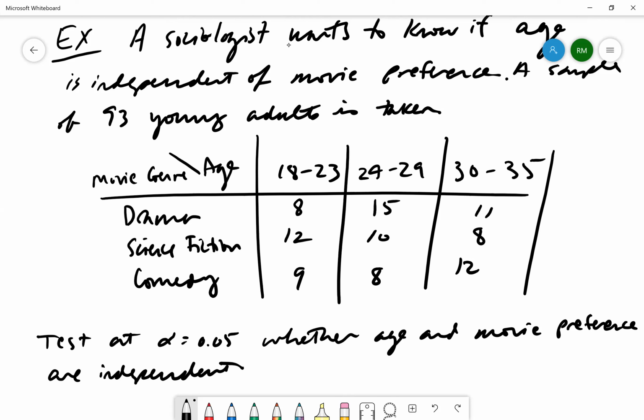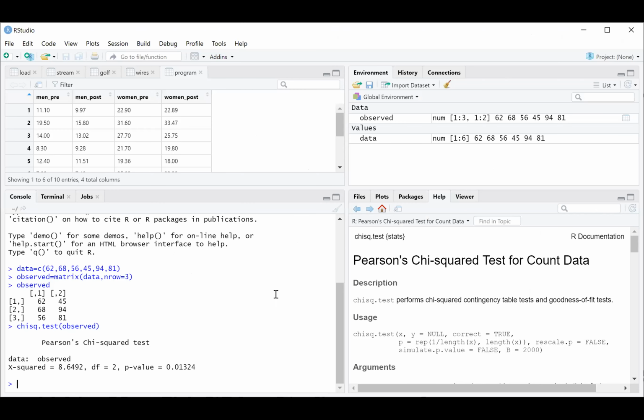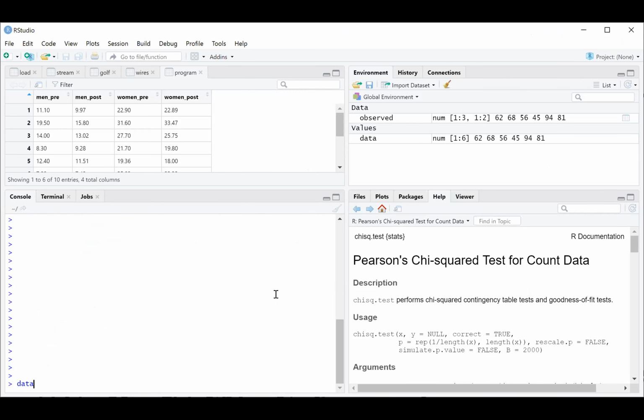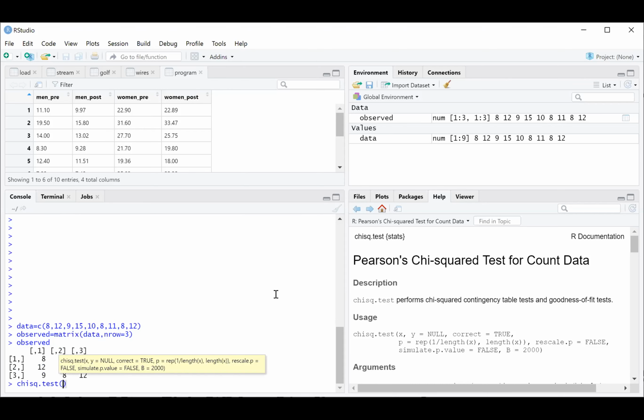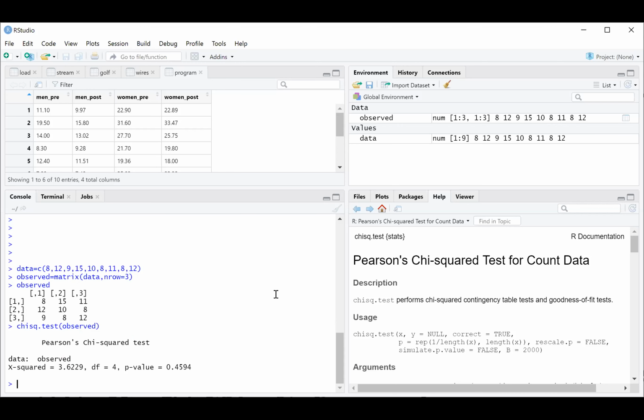Let's go back to RStudio and get our data. Remember to enter it by column. There are 3 rows. So we take a look at our matrix and we see that it matches the one we had before. And we do the chi-square test. We get a chi-square value of 3.6229.